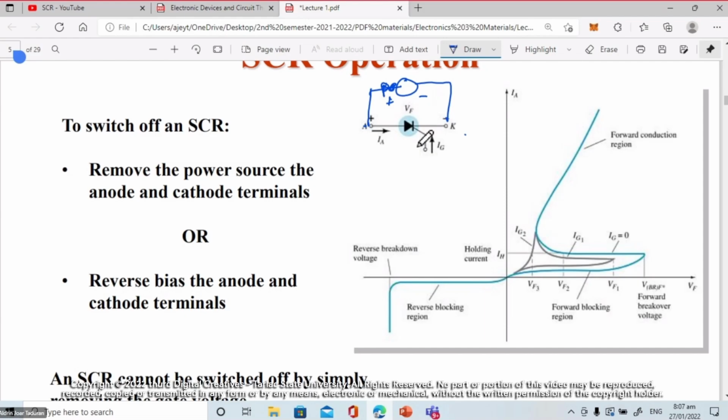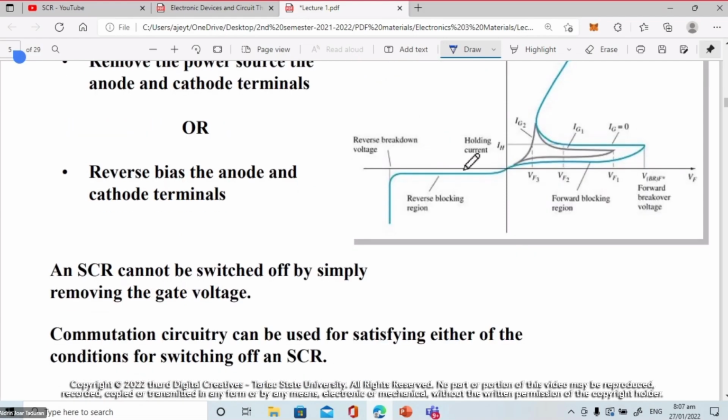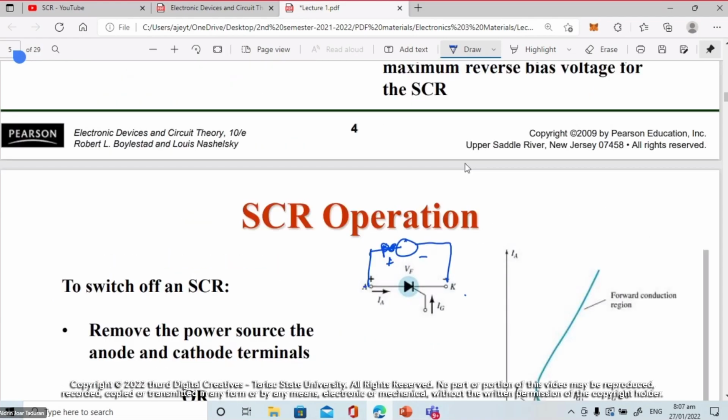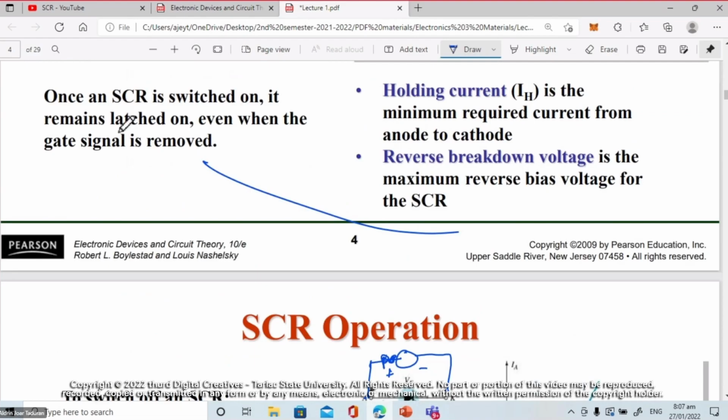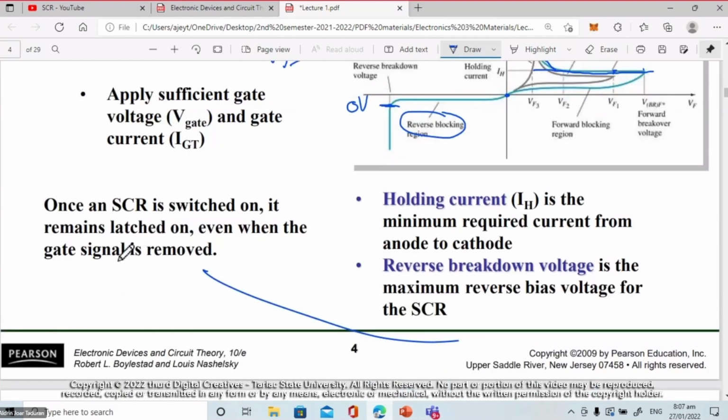So, that's the way to turn off our SCR. An SCR cannot be switched off by simply removing the gate. Okay? You'll notice earlier that even when we removed the gate, it stayed latched. Latch means the operation is continuous even though we already removed the switch. Di ba, we used the gate to switch on the SCR. Okay? So it switched on, it triggered, so the SCR operates.